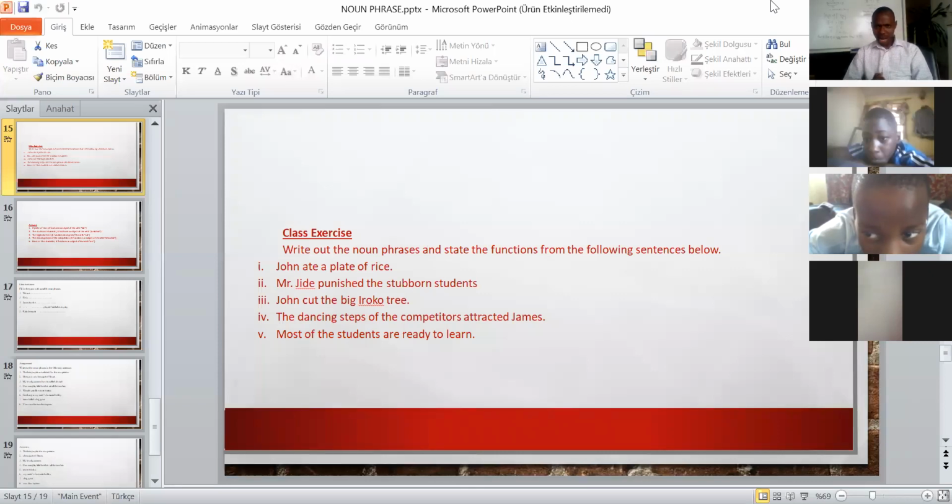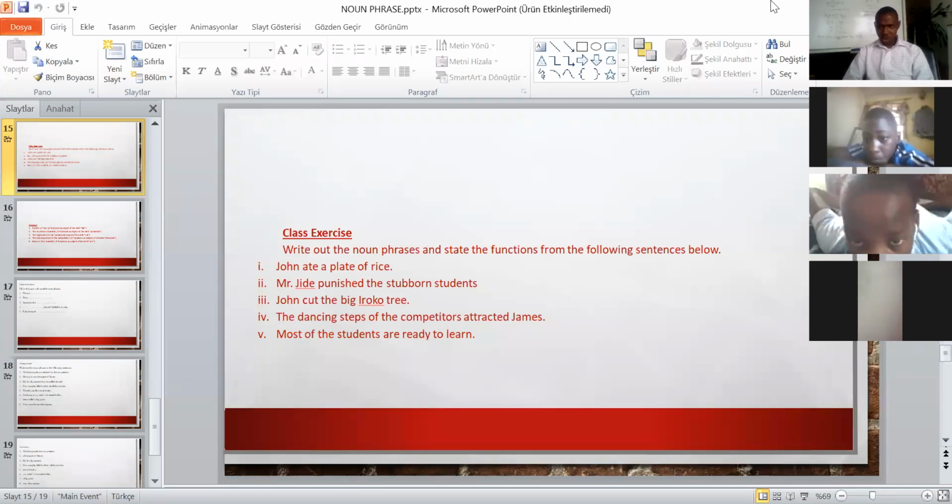Most of the students are ready to learn. What is the noun phrase there? Okay, Sophia is also correct. The competitors are attracted, no, Sophia cannot be correct. The dancing steps. What about the article? Okay, the dancing steps of the competitors.